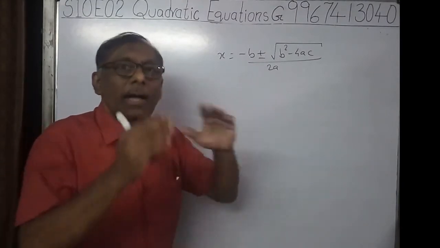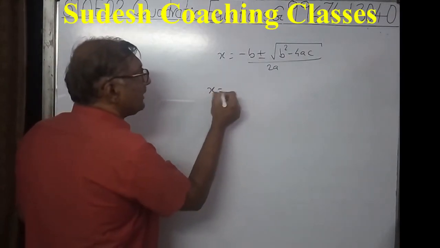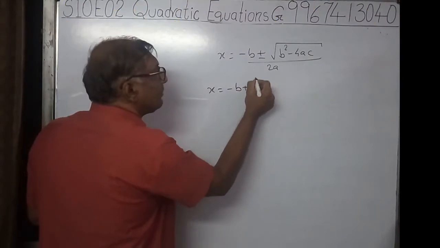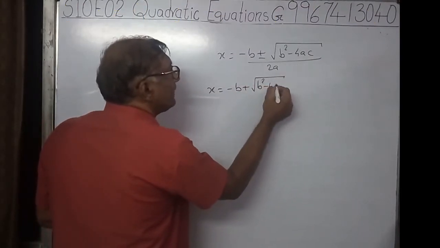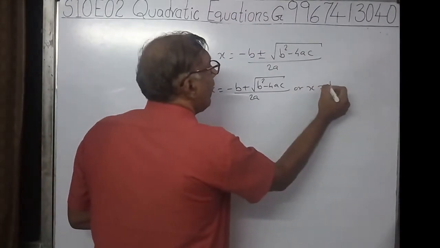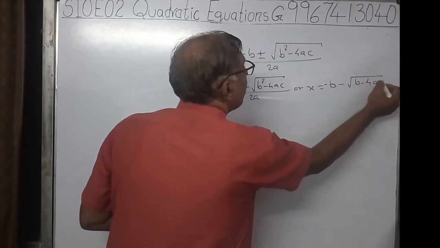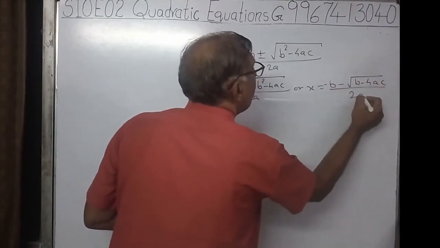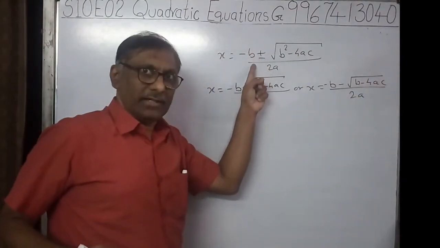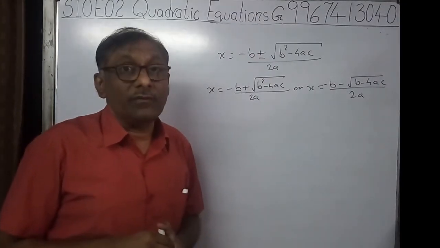So here also I'm going to separate this formula into two parts. First is x is equal to minus b plus square root of b square minus 4ac upon 2a, or x is equal to minus b minus square root of b square minus 4ac upon 2a. First plus, other times minus. Okay, that's very easy. But both are the values of x.